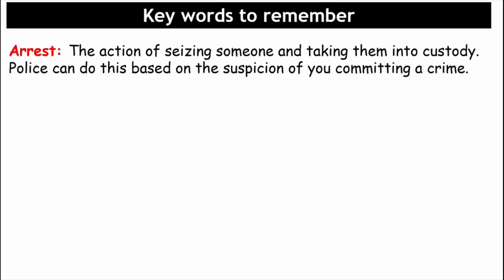Arrest is the action of seizing someone and taking them into custody. Police can do this based on the suspicion of you committing a crime. What you need to remember here is that the police can arrest you based on suspicion. They don't actually need evidence, but enough suspicion for them to be able to take you into custody.